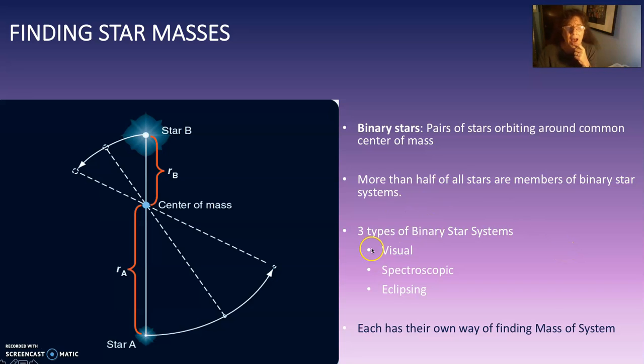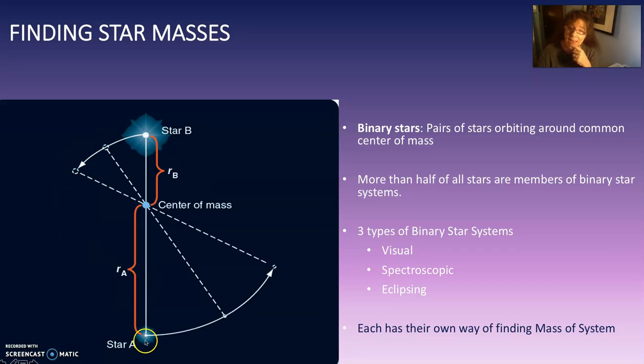Before we get to that, I'll just show you how this works a bit. There's a center of mass for two stars, star A and star B. And star B looks brighter than star A. And in fact, star B is brighter, and it's more luminous, and it has more mass, and it's hotter as well. And as a result of having more mass, it is going to have a tighter orbit around the center of mass.